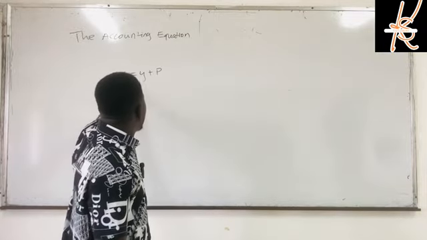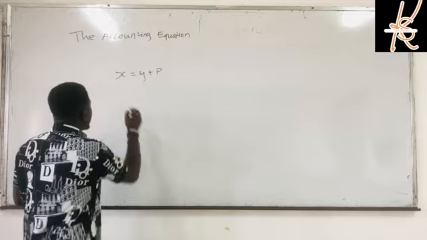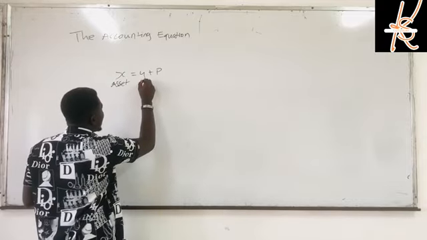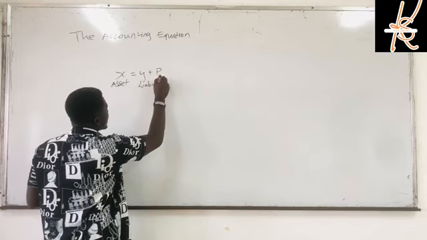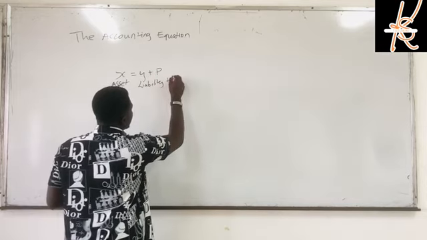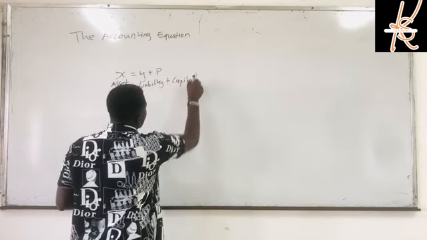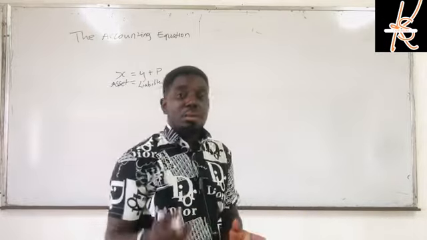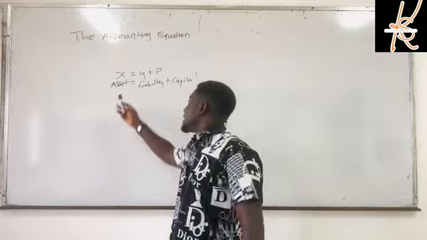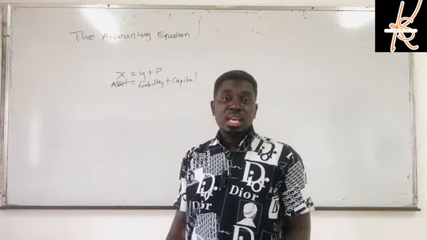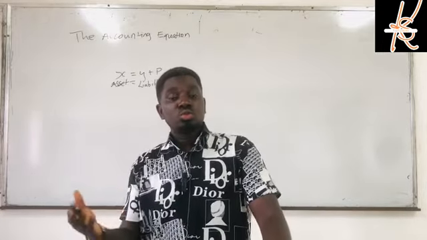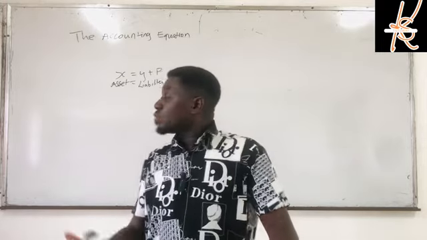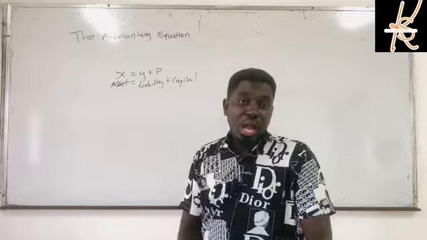So in accounting, this will be our asset, and when we add, this will be our liability plus our capital. So when we add our liabilities and our capital, we are getting our assets. That is the accounting equation. This accounting equation is what is used to prepare our balance sheet, or our statement of financial position.